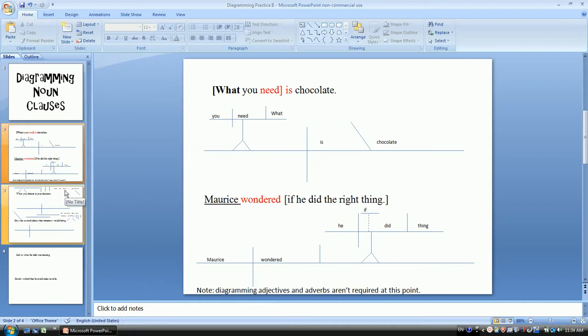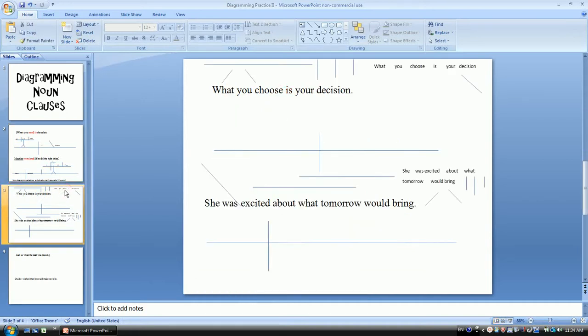Okay, moving on to a couple more. What you choose is your decision. Okay, so we have our verb here, we'll color it in red.